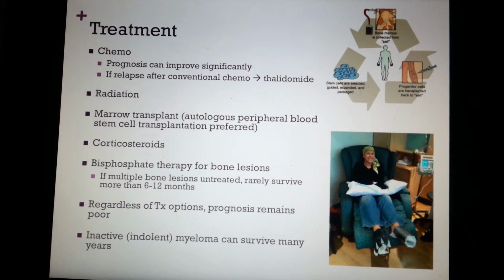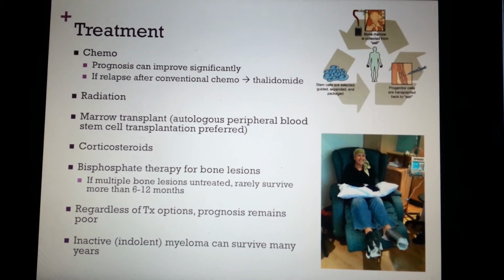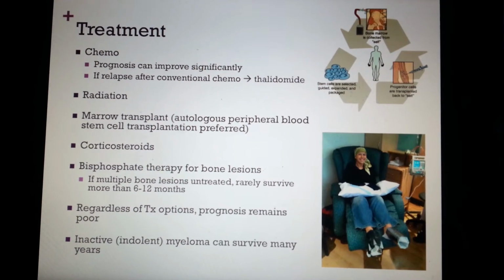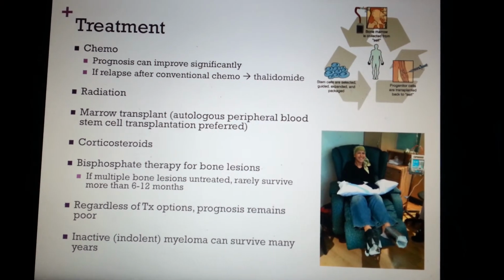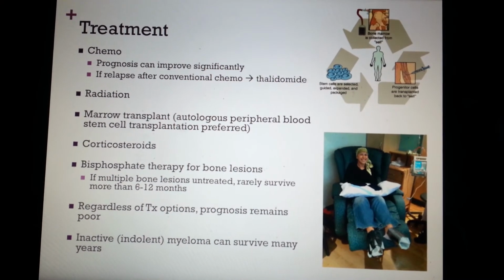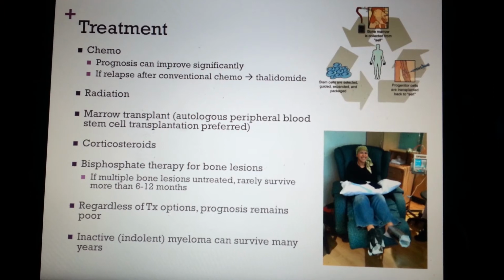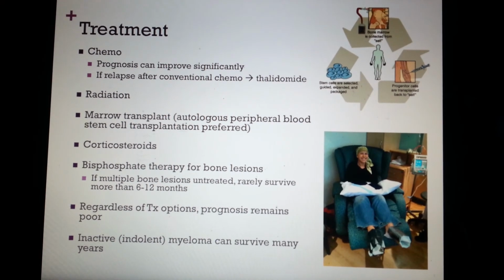We can also use corticosteroids or bisphosphonate therapy for bone lesions, but if we have multiple bone lesions that go untreated, people will rarely survive for more than 6 to 12 months. Regardless of the treatment options, even though we have all of these options, prognosis still remains pretty poor. But if a patient does have inactive myeloma, they can survive for many years.